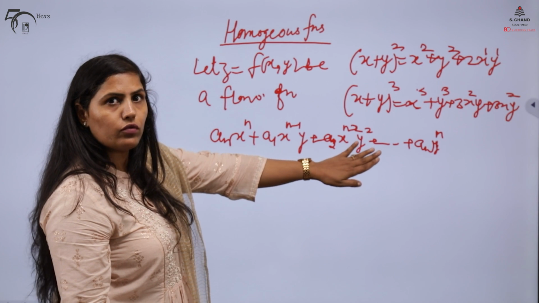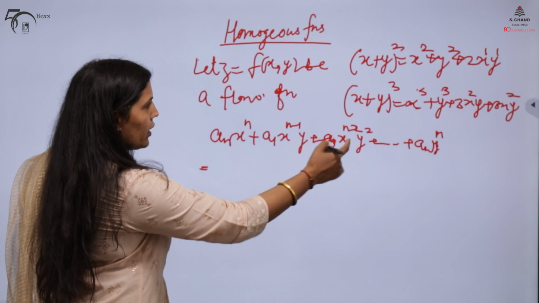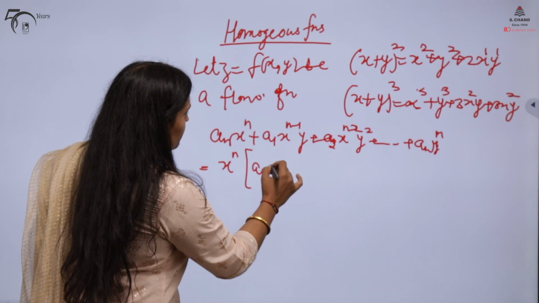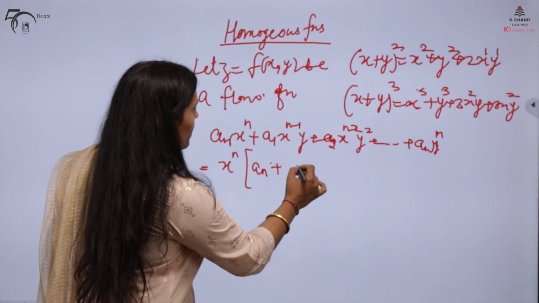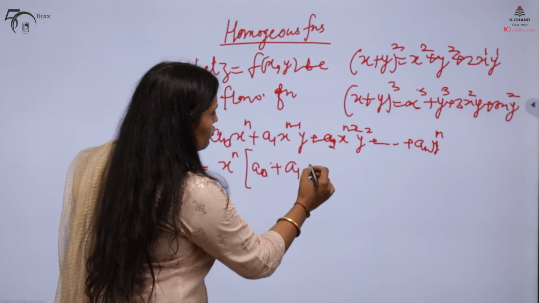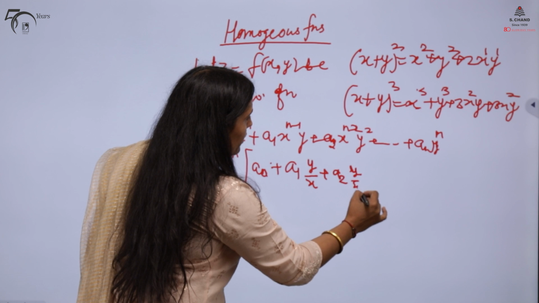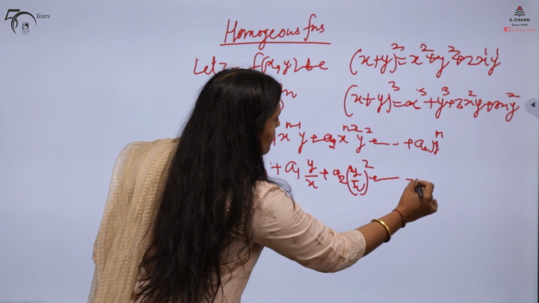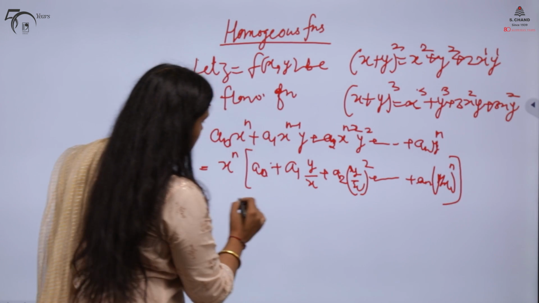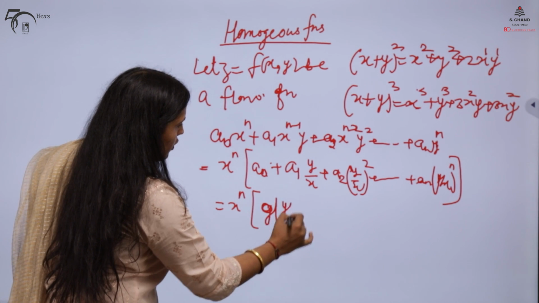This is the general form for a homogeneous function, but this form is very complicated if you take it as it is. What I'll be doing, I just take out x^n common throughout. If you are taking x^n common, the expression you will be left with is first coefficient a0, then a1, you have already taken x^n outside, so you are left with y by x, then a2 y by x whole square, and the last term will be an (y by x) whole power n. So you can see this has been reduced to this form. You can call it a different function, g of y by x.